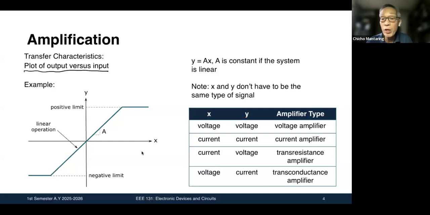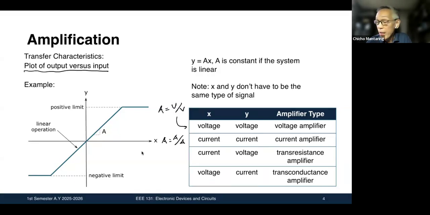When both the input and output are voltages, then we call this a voltage amplifier. And the gain is dimensionless. Your gain in a voltage amplifier is dimensionless. However, we usually just say volts per volt. So for a voltage amplifier, your gain is volts per volt. When the input is a current and the output is a current, then that is a current amplifier. And A here is equal to amperes per ampere.